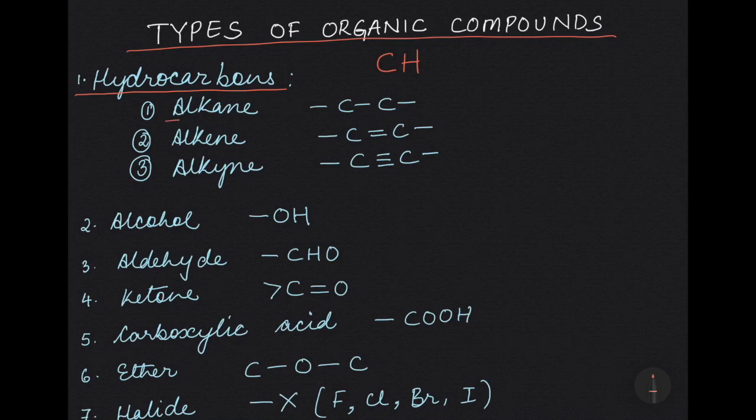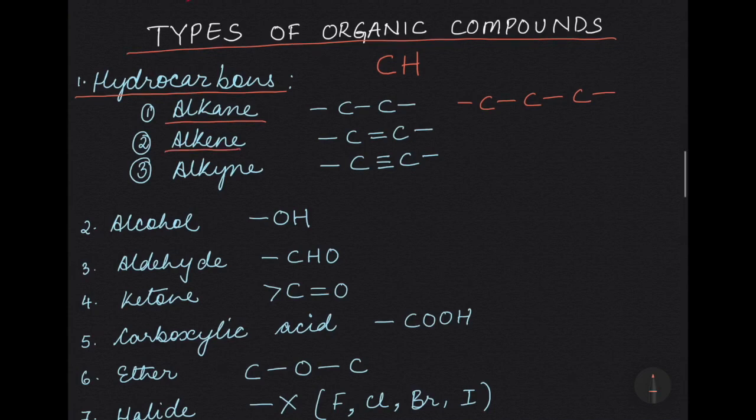First is alkane, where the carbon-carbon atoms have a single covalent bond between them. Next is alkene, where the carbon-carbon atoms have at least one double bond between them. And then we have alkynes, where at least one pair of carbon atoms are connected by a triple covalent bond.